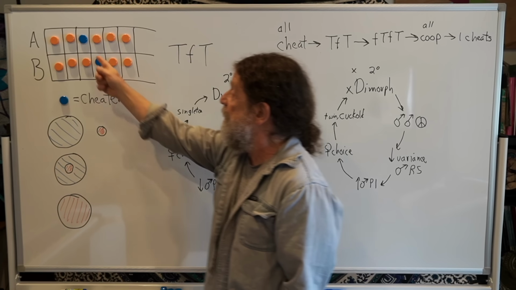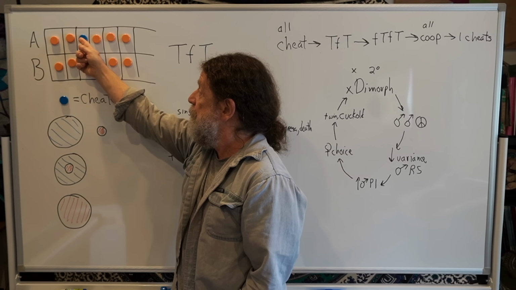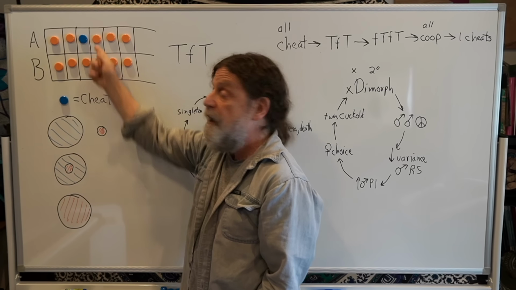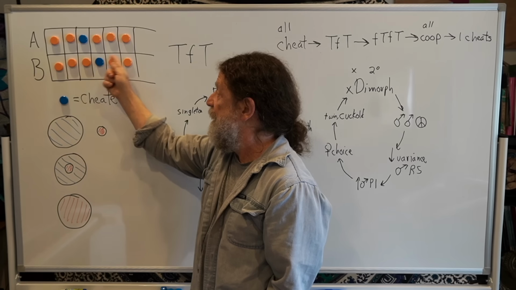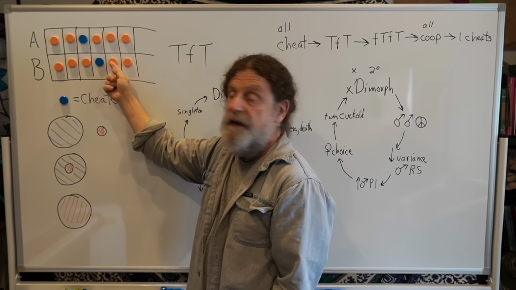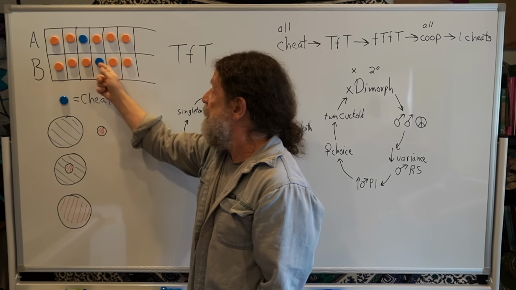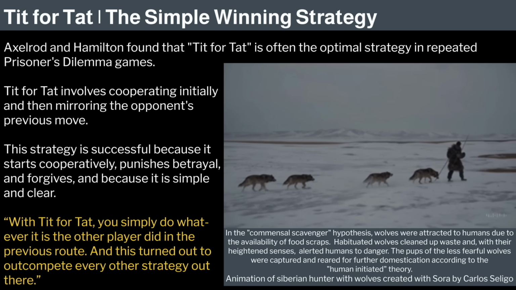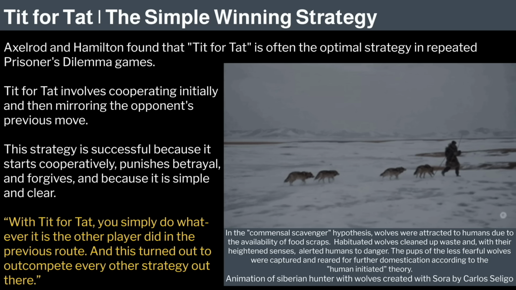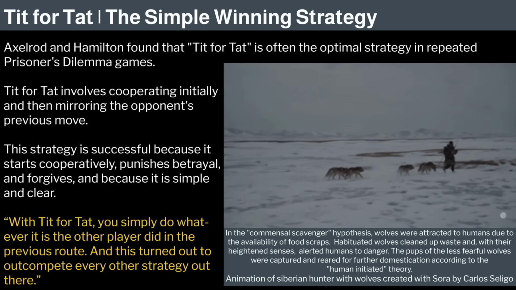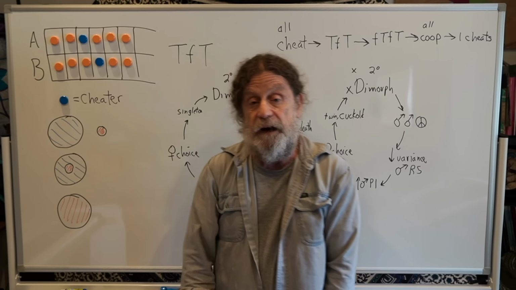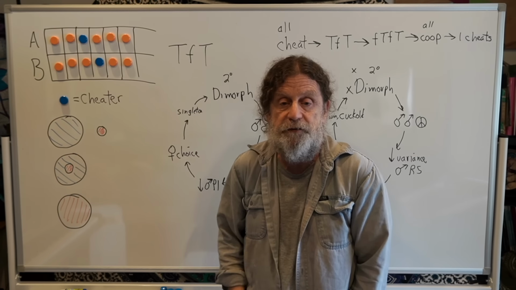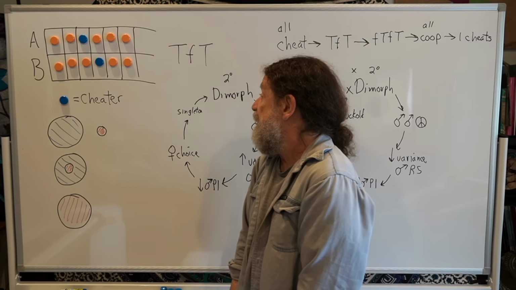And what the strategy says is, if they've cheated against you once, and then they go back to cooperating, punish them back once, and then go back to cooperating. If they keep cheating, you keep punishing them back. In other words, with tit for tat, you simply do whatever the other player did in the previous round. And this turned out to outcompete every other strategy out there because it was optimal.